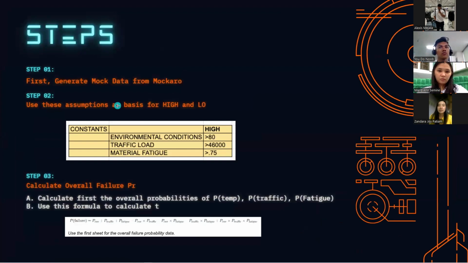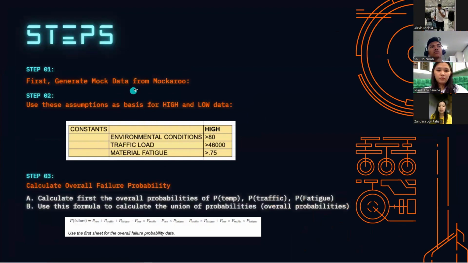These are the steps we did in generating, calculating, and interpreting historical data. Step 1, we generate the data from an external source, which is Mokaro. Step 2, we make a base for high and low data. Then we calculate the probability of each factor, which includes the overall probability rate of environmental conditions, of traffic load, and of material fatigue, where our variable is the high value. Then the overall probability of failure using a formula given by this task.